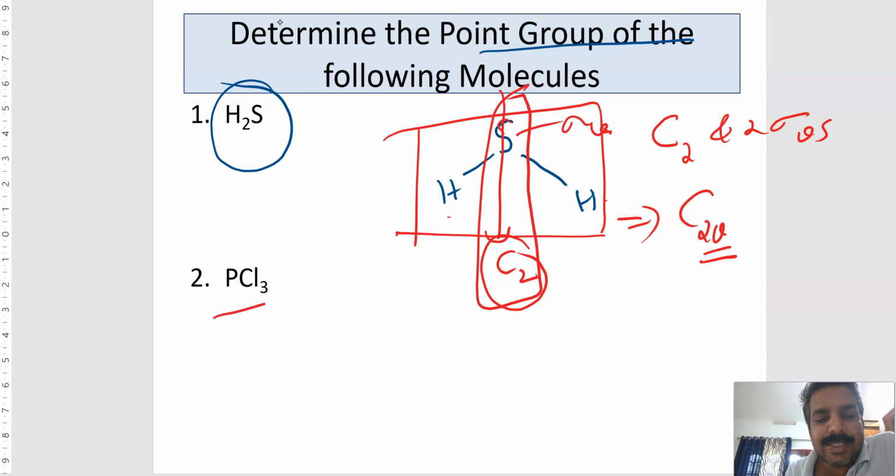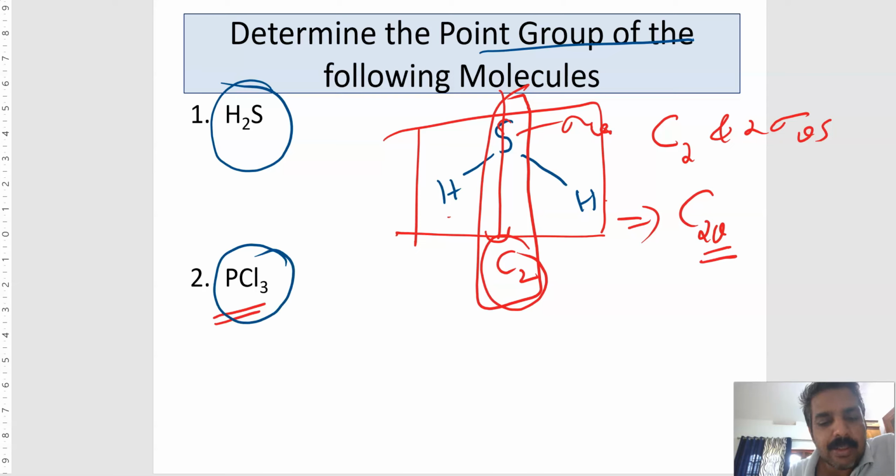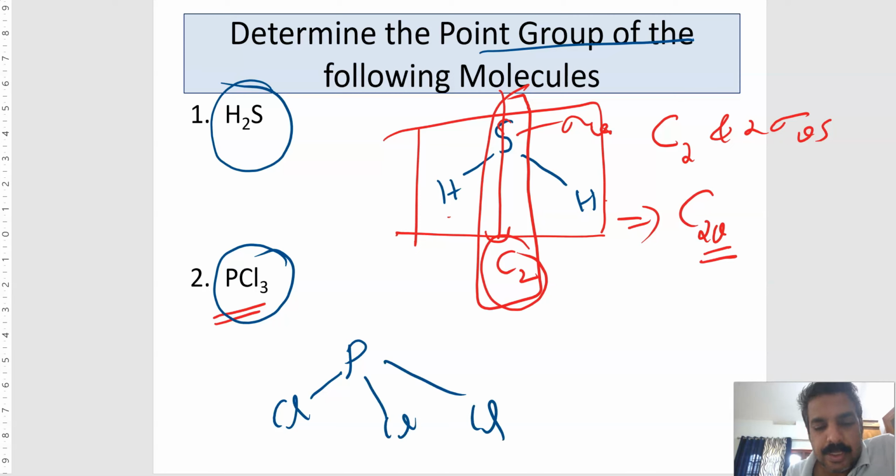And next is PCl3. What is the point group of PCl3? Find out the structure of PCl3. It is like NH3. I think it is pyramidal shape. Yes, it is pyramidal because there are 3 bond pairs and 1 lone pair. So this will be a pyramidal shaped molecule.